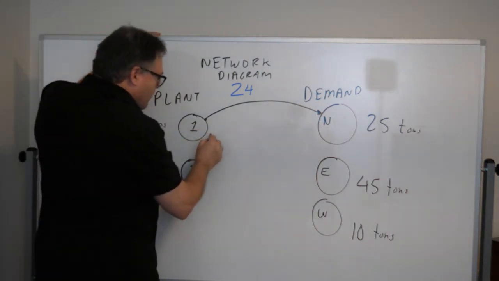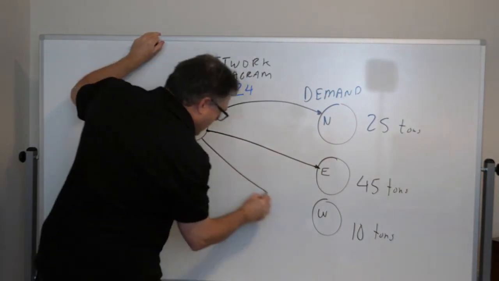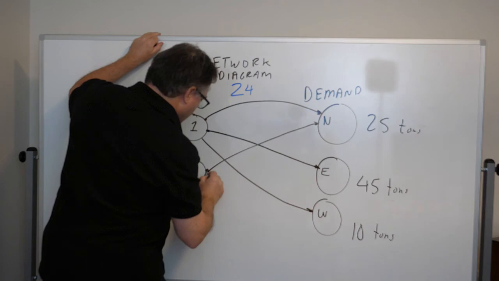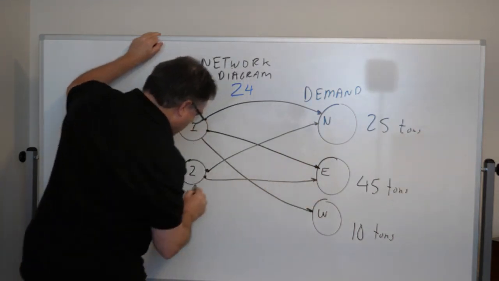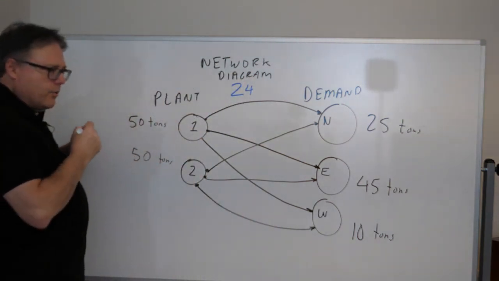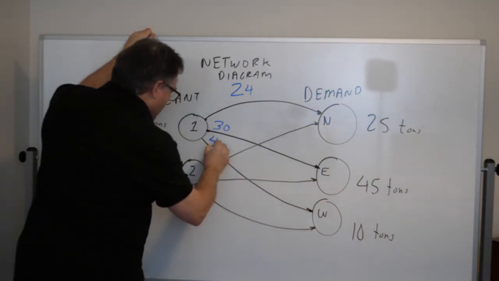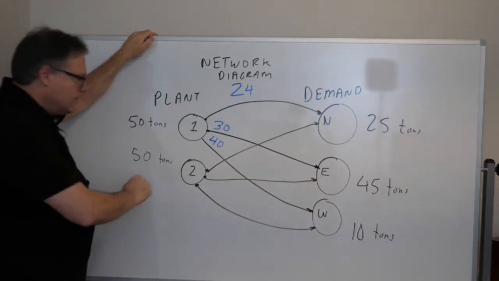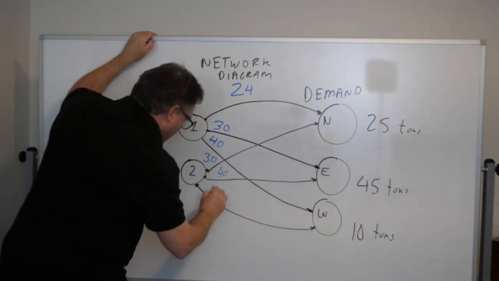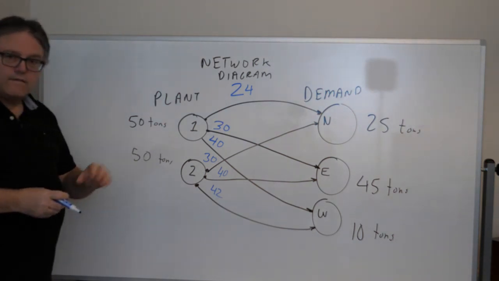So we can go from 1 to east, and 1 to west, and from 2 to north, 2 to east, and 2 to west. And it's $24 a ton, $30 a ton on that arc, $40 a ton there, and for plant number 2, it's 30, 40, and 42.